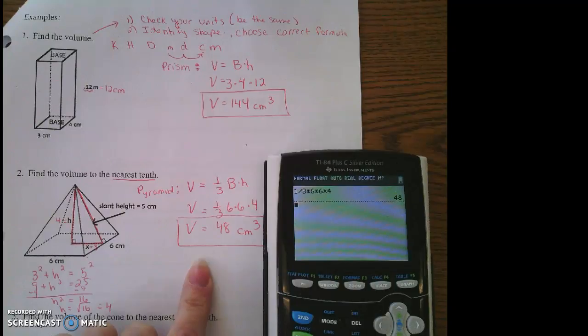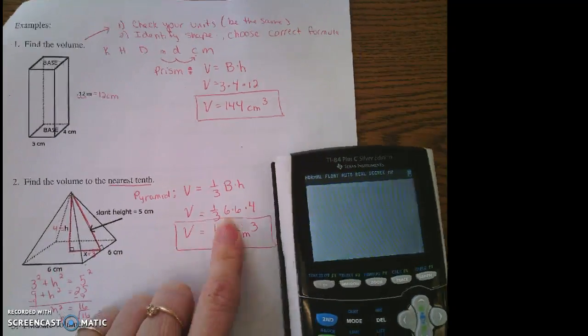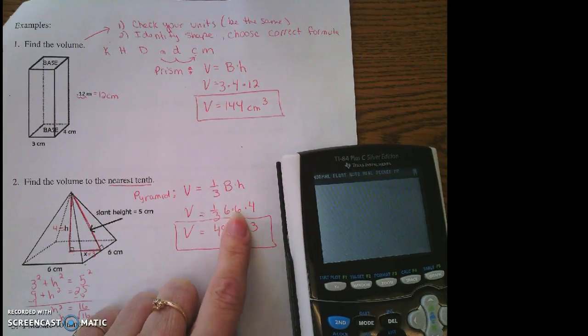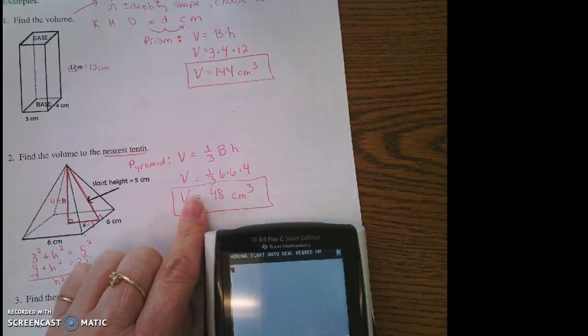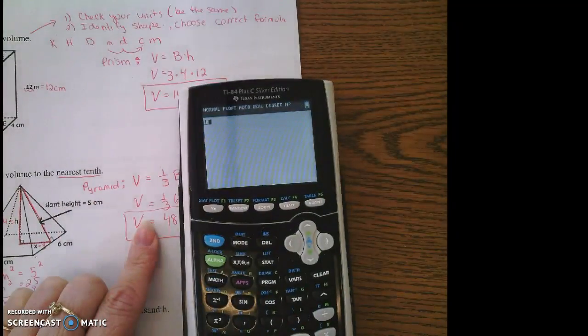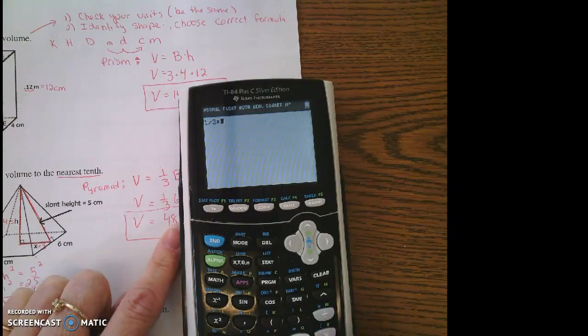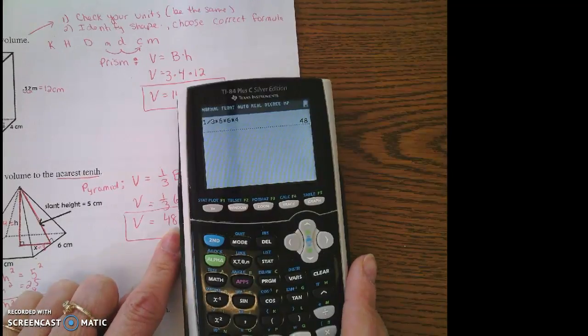Last thing I mentioned was you could do 6 times 6 times 4 divided by 3. Or you could just type the whole thing in. You could do 1 divided by 3 times 6 times 6 times 4. And you also get your 48.